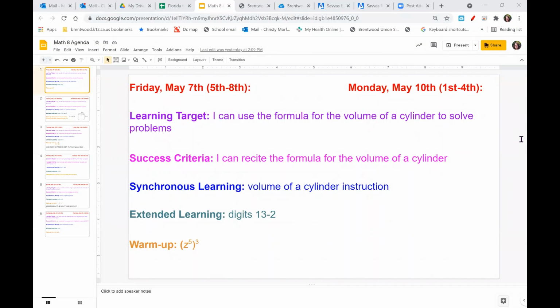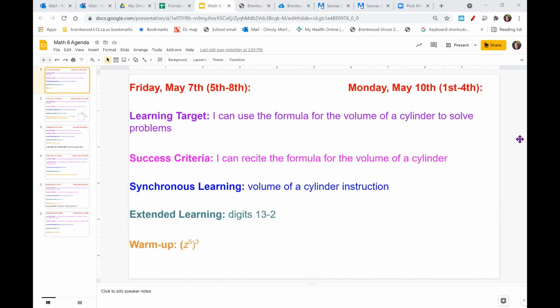Today, we are moving on to topic 13. It is our last topic of the year, and we are going to be doing volumes. There's three different shapes that we'll be doing. Today is volume of a cylinder. We'll be doing volume of a cone, and we'll end with volume of a sphere.